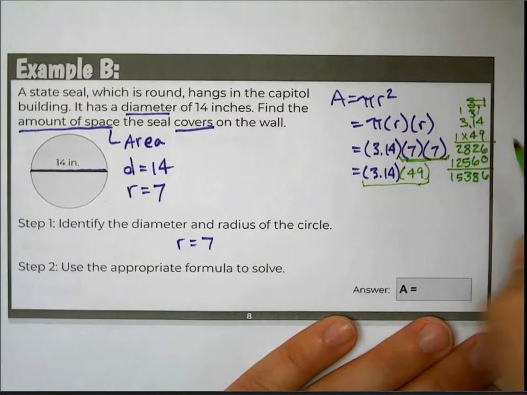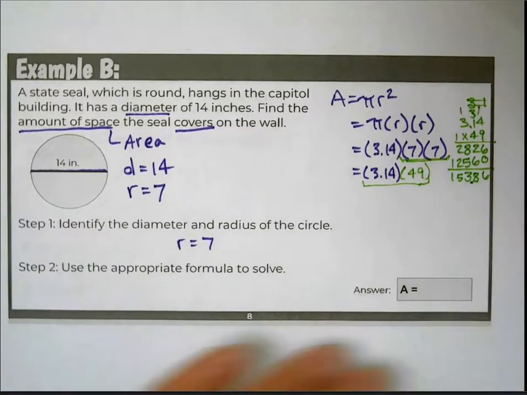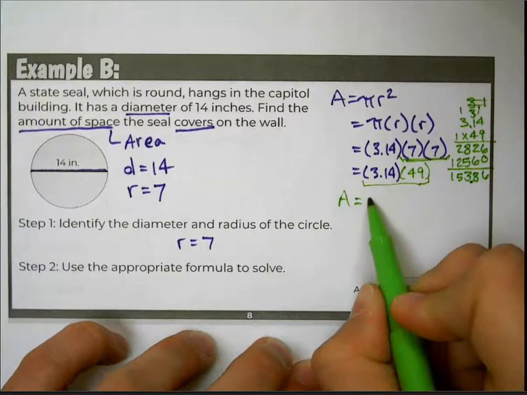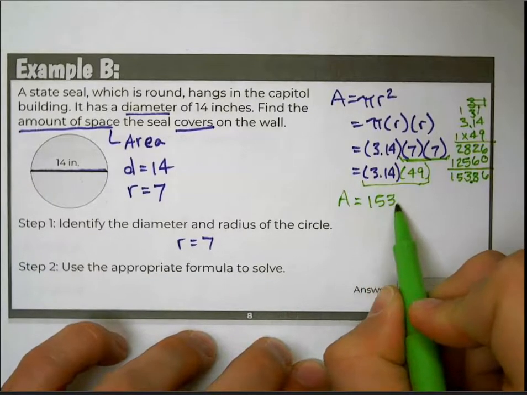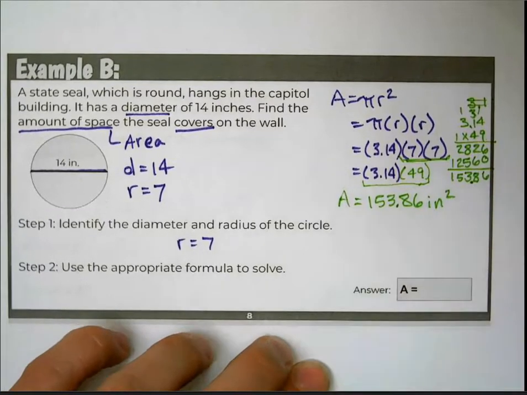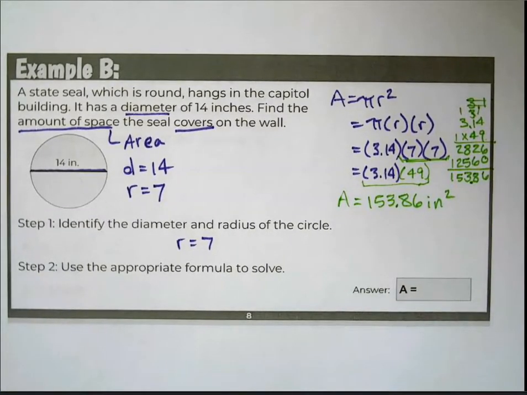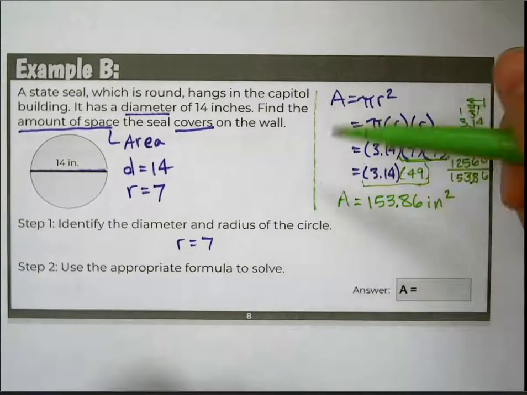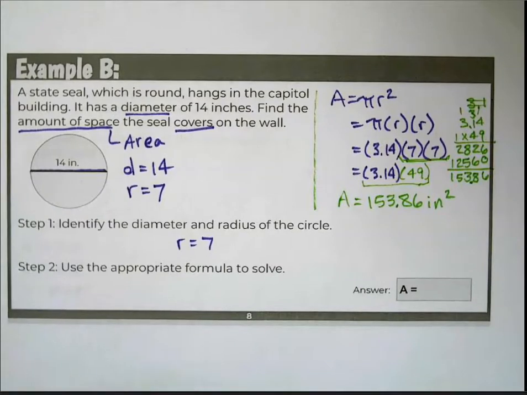You have two numbers behind the decimal in the problem, so you need 2 in your answer. So I got an area of 153.86 inches squared. Okay, that is using 3.14. Again, you can use 3 because this would be a multiple choice problem. And if it's multiple choice, if you round it to 3, it's going to be close enough.